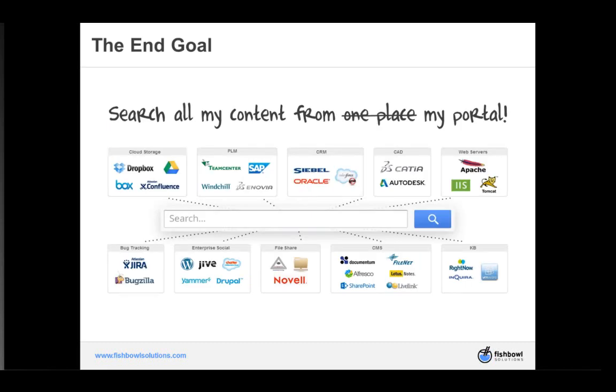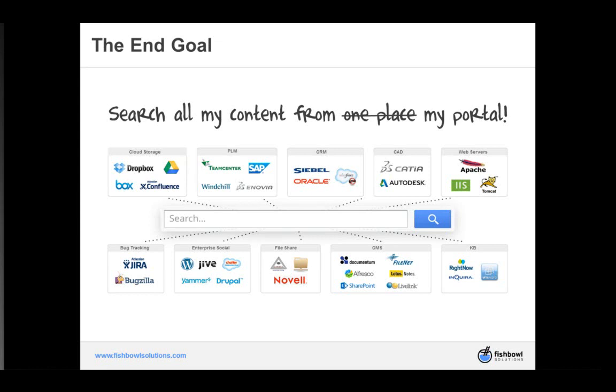I find the best place to start is really with the end in mind. What are we trying to do? A portal is that one place you can go to find all of your enterprise information and get at all of your enterprise applications. Enterprise search is about making it so you can go to one place to search across all your enterprise information. Bringing those two things together really is a natural fit.